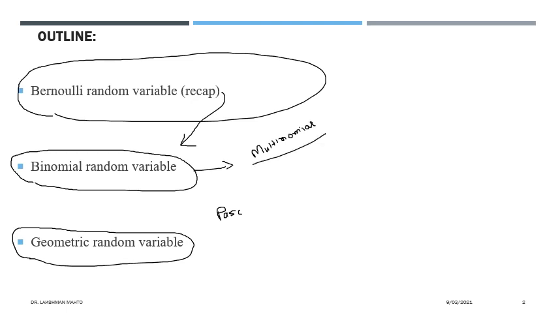If you have the geometric random variable, you can generalize it to the Pascal random variable. The geometric random variable is talking about the number of trials till the first success, and Pascal is talking about the number of trials till the mth success. So some number of successes would be given. That means how many trials you have to perform in order to get 10 successes, 20 successes, 30 successes. Those would be the parameters of the Pascal random variable.